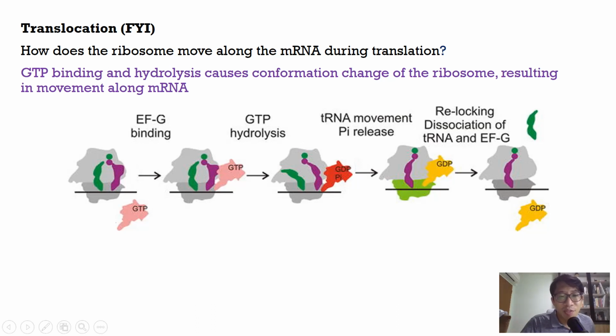So this series of conformation changes results in the ribosome moving along the mRNA, and also results in the exit of the free tRNA from the E site. So it's a series of conformation changes of the ribosome, due to the GTP binding and hydrolysis. All right, that's why, as mentioned, translocation requires energy from GTP hydrolysis, right?